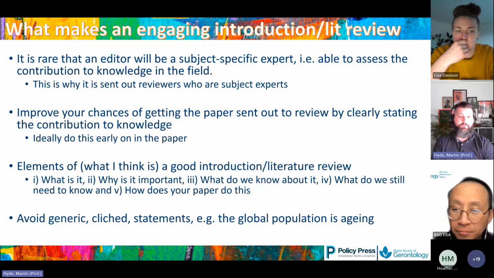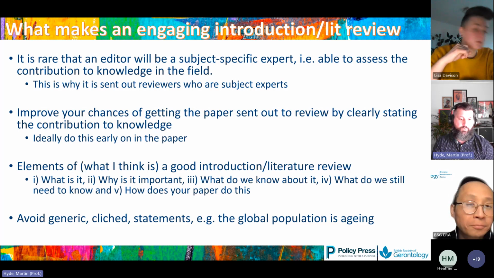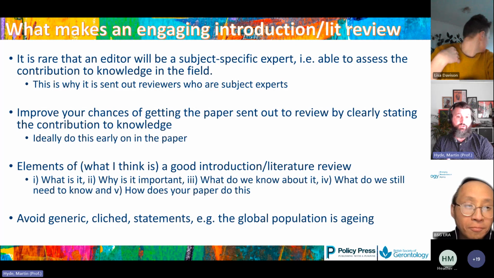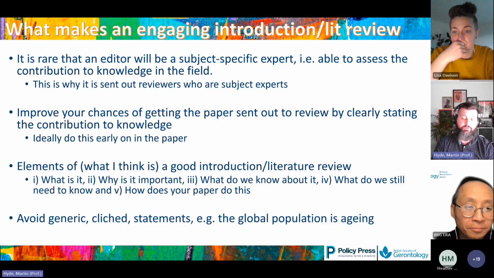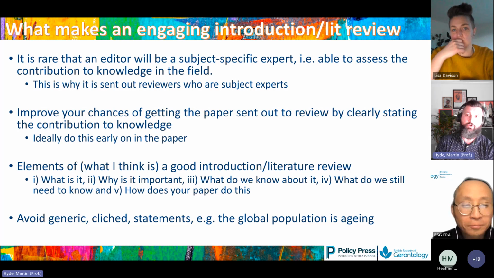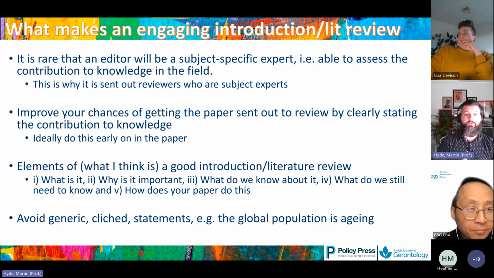I don't need to be told that the global population is aging. I don't think any editor of any gerontology journal does. And it's much more interesting to talk about what's going on in your area where you're studying. So what's the situation of aging if you're doing research in a particular country or in a particular field? What's going on there that makes it interesting for us to look at?